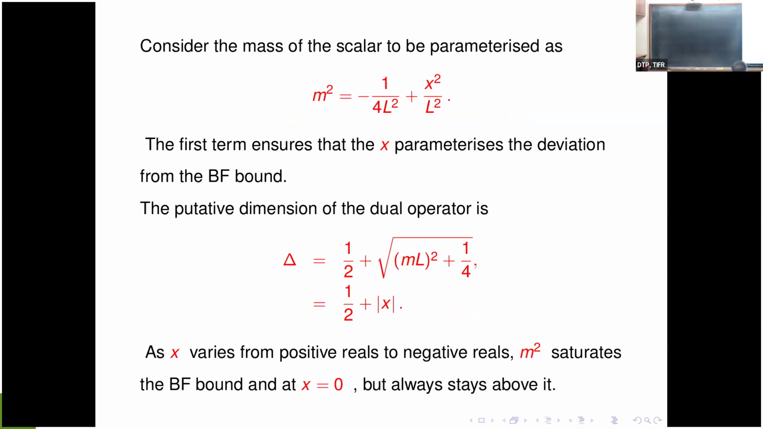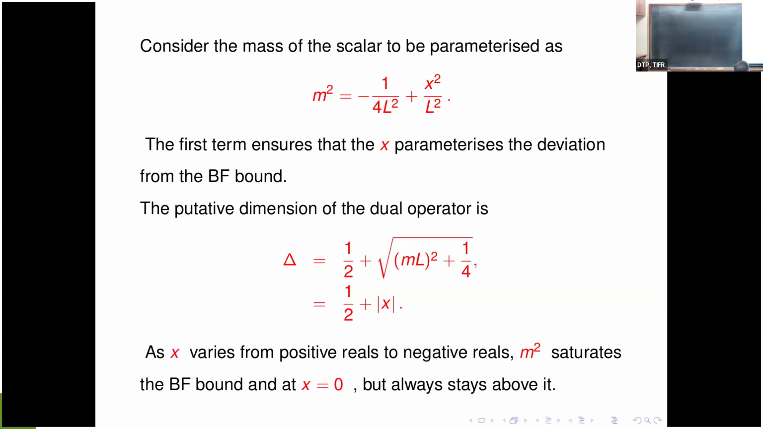And if you look at this iterative dimension, I think many of you can relate. The dimension of the dual operator in this case is the following expression. If you plug this parameterization inside, you will see that we are always above the BF bound, but we can approach it as X equals 0. So as X varies from positive reals to negative reals, M squared saturates the BF bound at X equals 0, but we always stay above the BF bound.